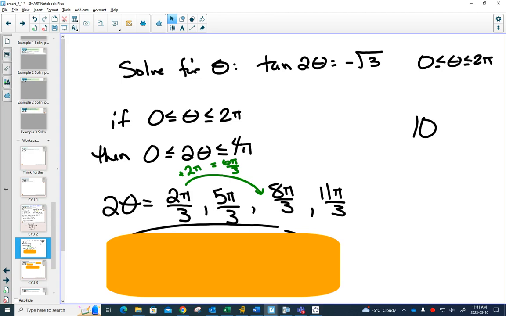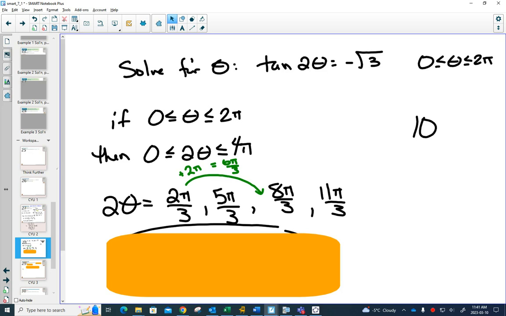The last thing we have to do is solve for theta. So we have to take each of these answers and divide them by 2. Mathematically, dividing by 2 is the same as multiplying by 1/2.